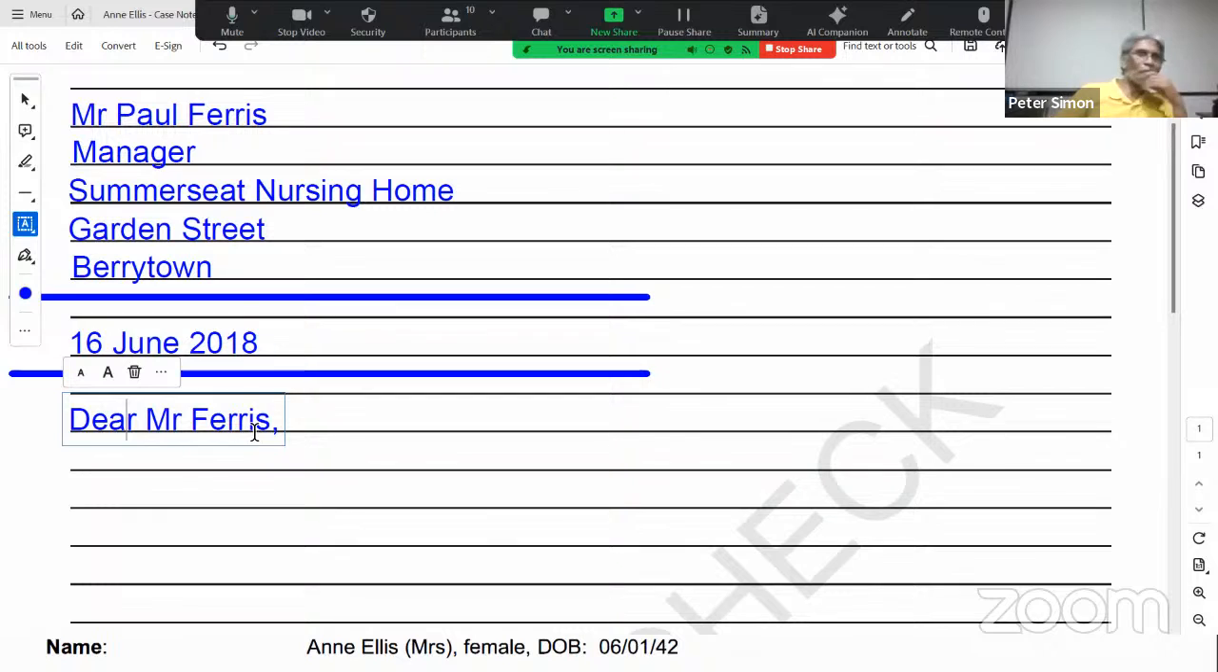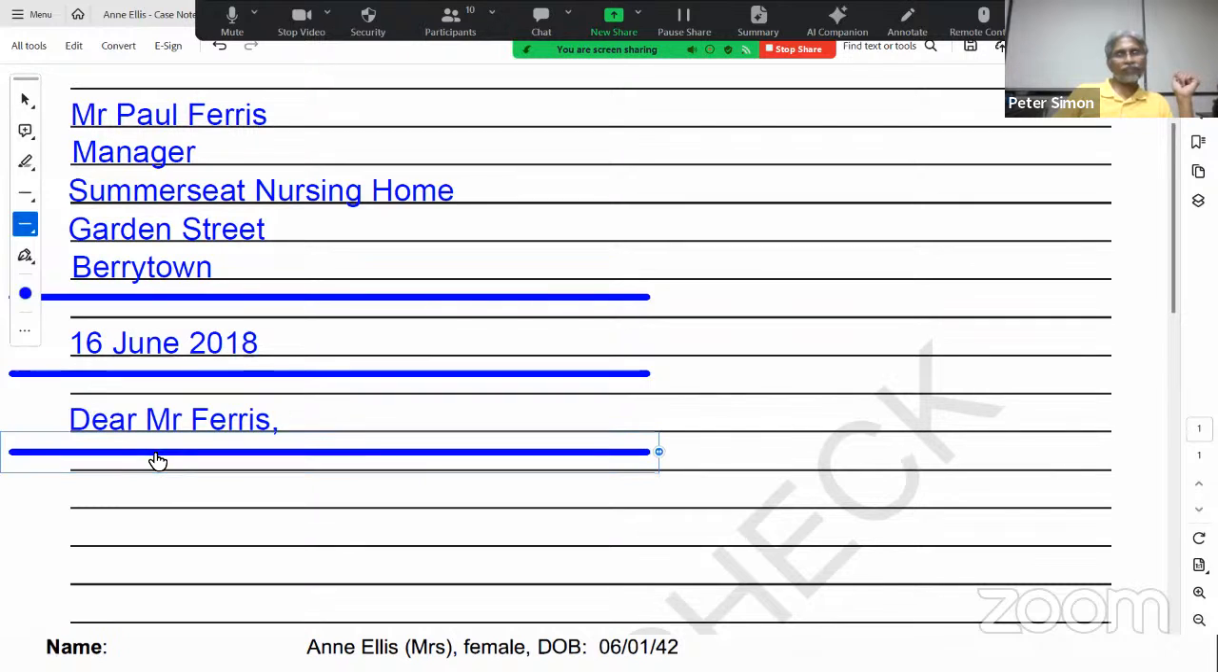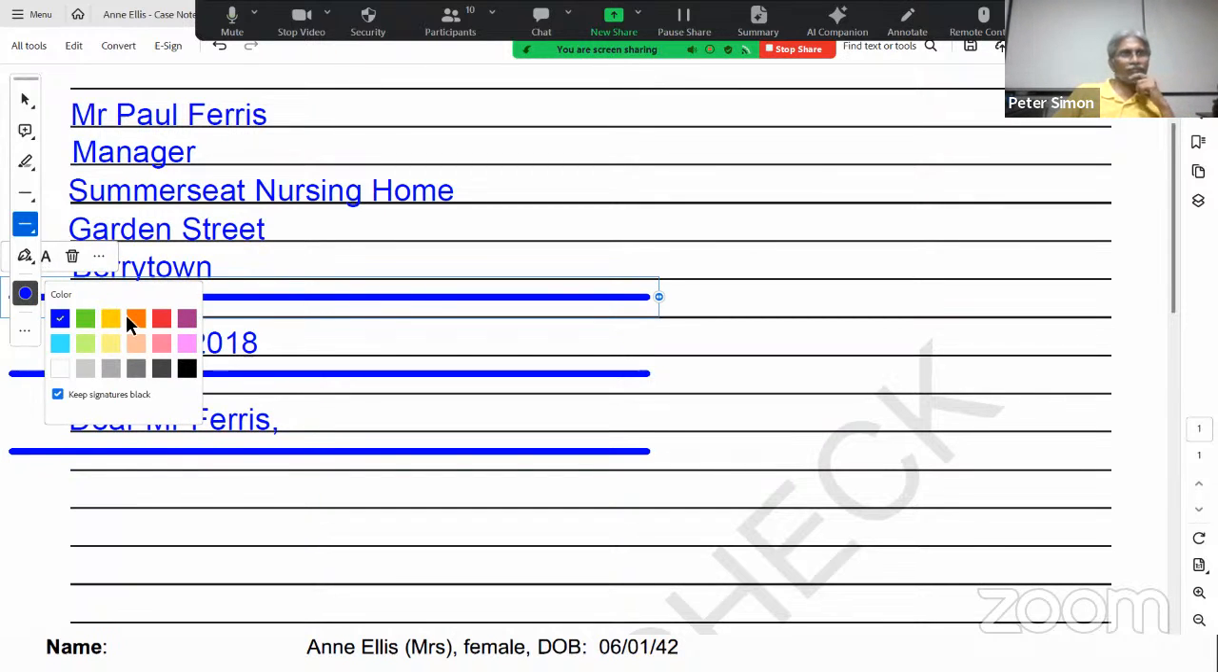Then next, again leave one line. So every component is over. Leave one line there.